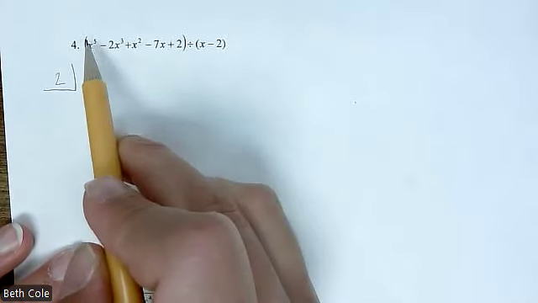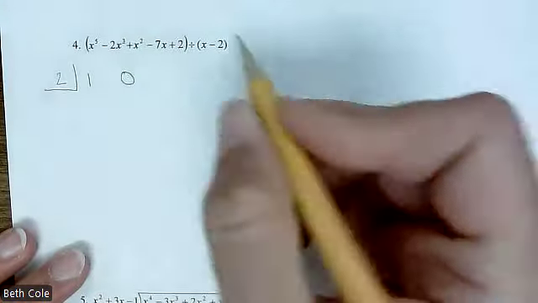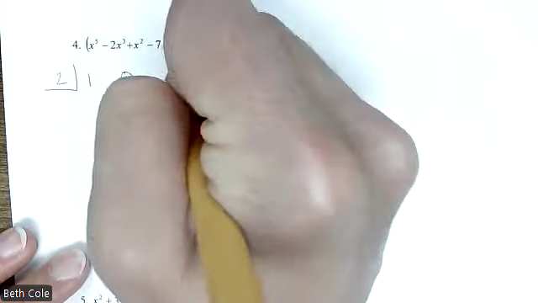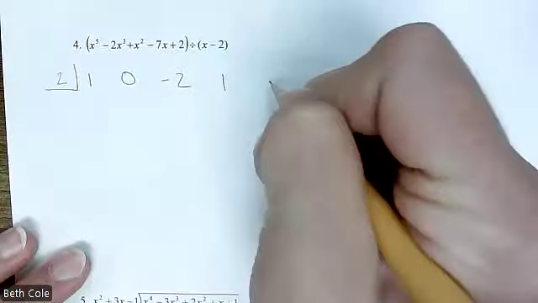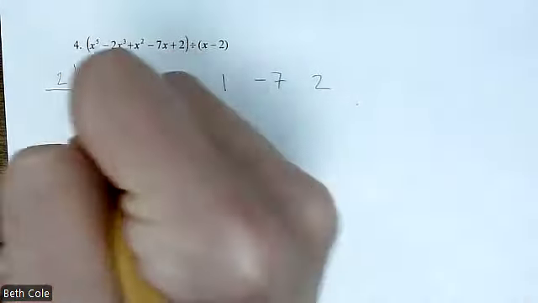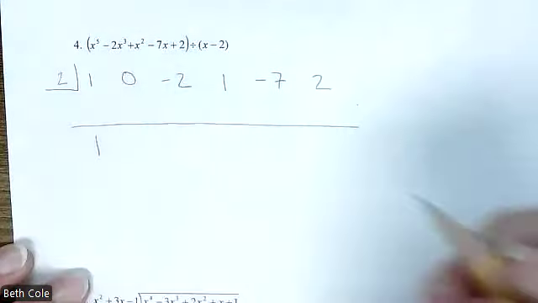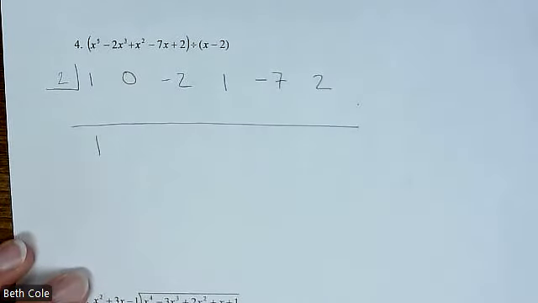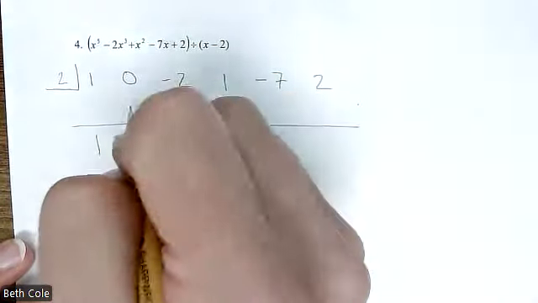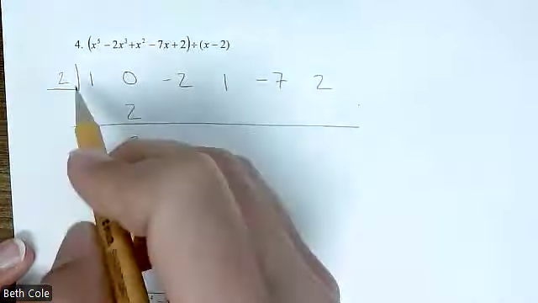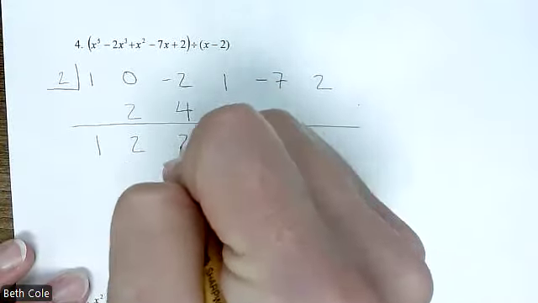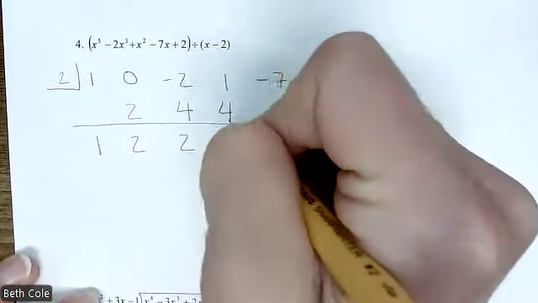3, 2, 1, 0. So we have 1x to the 5th, no x to the 4th, -2x to the 3rd, 1x squared, -7x, and then a 2. You bring down the first number, multiply, add until you get to the end. So that's going to be 2, add, you get 2. 2 times 2 is 4, add, you get 2. 2 times 2 is 4, add, you get 5.